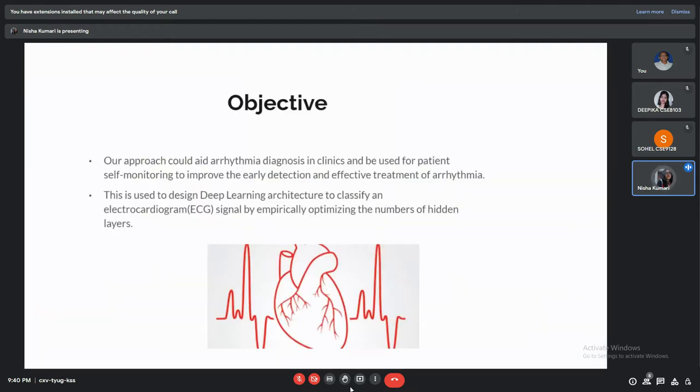So the objective of our project is our approach could aid arrhythmia diagnosis in clinics and be used for patient self-monitoring to improve the early detection and effective treatment of arrhythmia. This is used to design deep learning architecture to classify an electrocardiogram ECG signal by empirically optimizing the numbers of hidden layers.